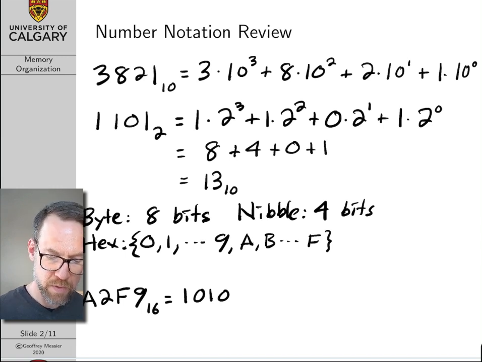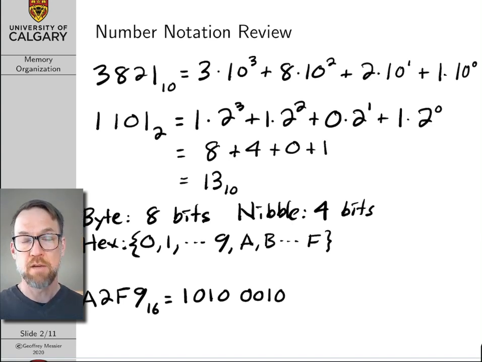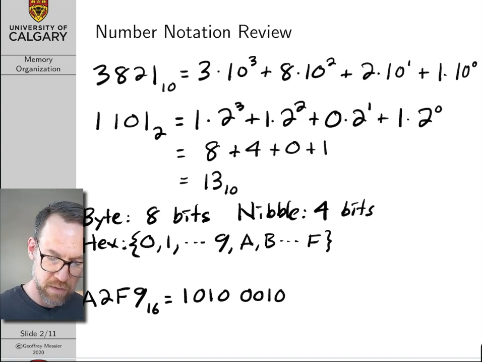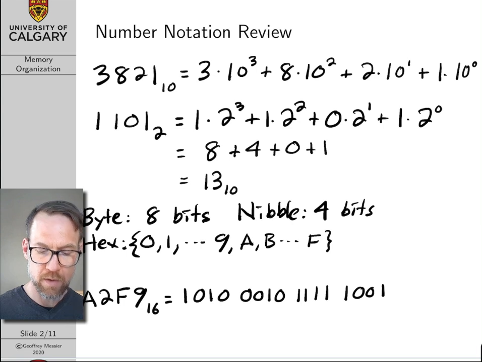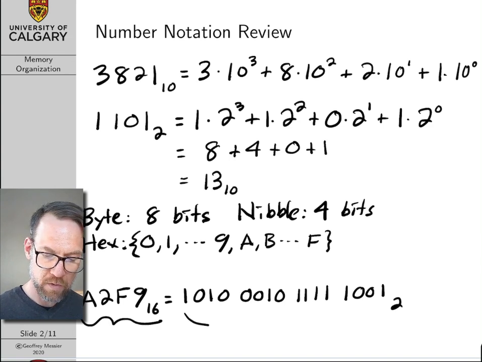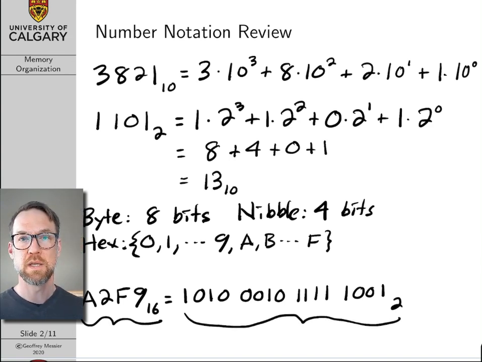The number 2 is represented as 0010. The number F is the maximum number, it's 15, so that's 1111. And then the number 9 is 1001, 8 plus 1, right? And so very quickly we can go from the hex number to its equivalent in binary.